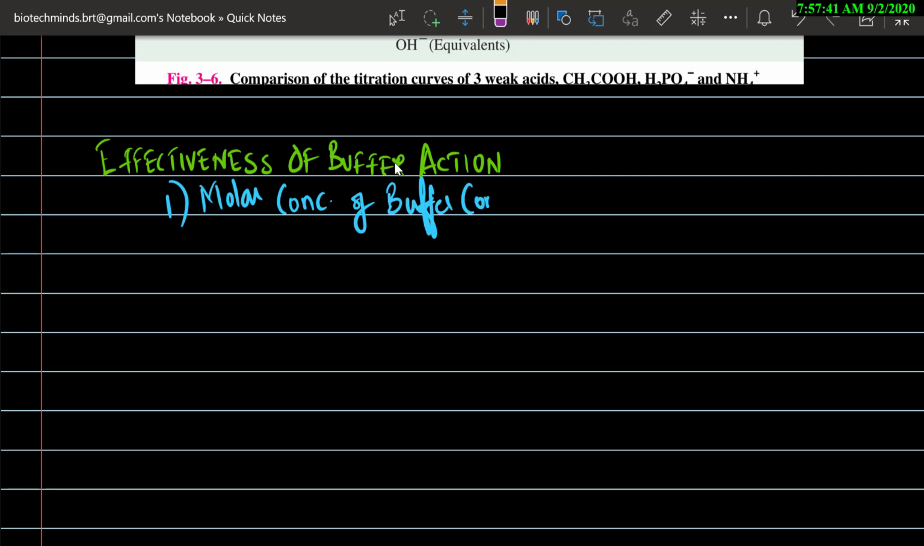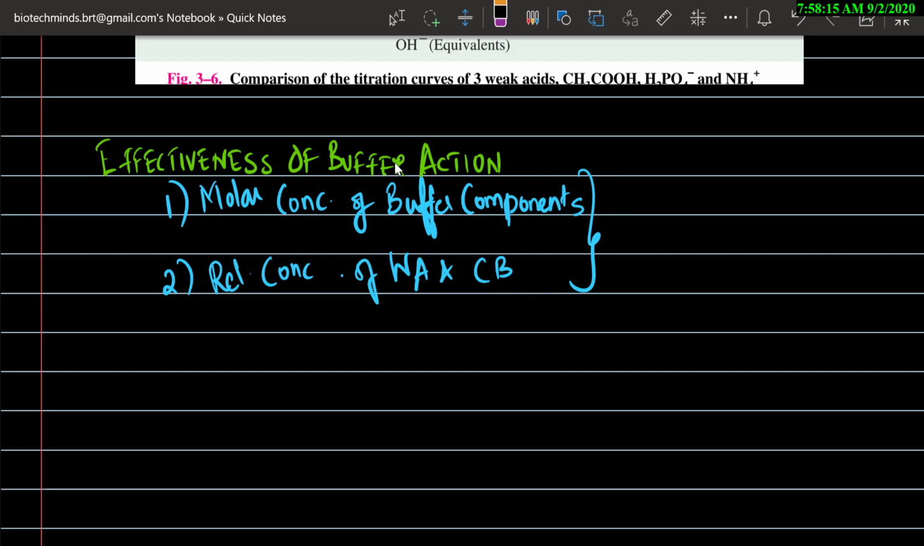And what are those buffer components? They are the weak acid and the salt with its conjugate base. Those are the buffer components, and their molar concentration plays an effective role for effective buffer action. And the second one is the relative concentrations of weak acid and conjugate base. So I'll explain it to you with an example.